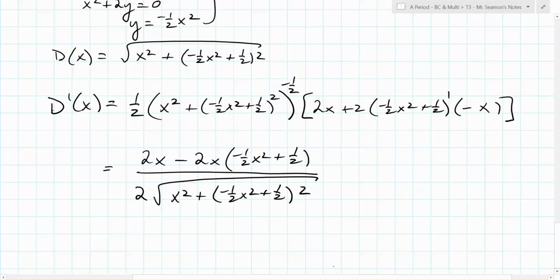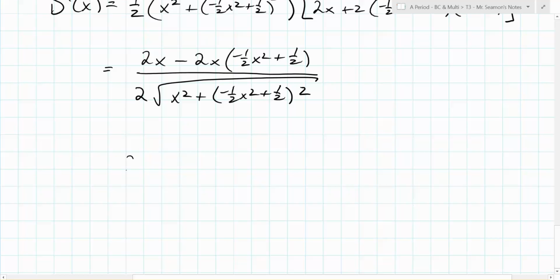We are interested in knowing when this derivative is equal to what? 0. How do you make a fraction equal to 0? What's the only way for a fraction to be equal to 0? The numerator, right. So now we're just going to look at 2x minus 2x times -1/2 x squared plus 1/2 equals what? 0? There's a reason I didn't multiply it out.